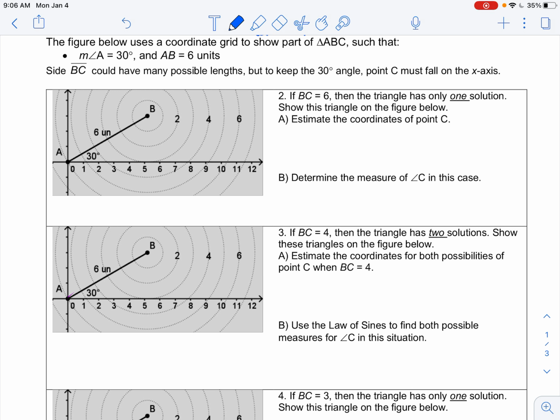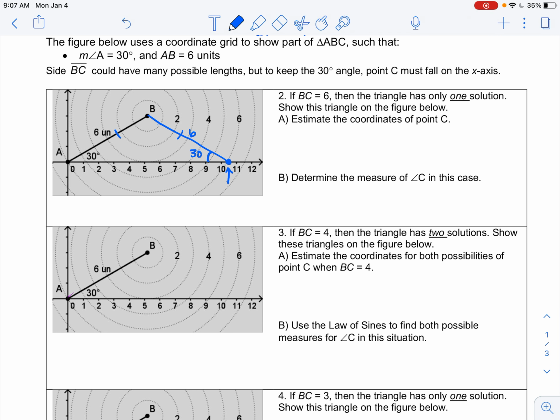In problem number 2, it says if BC is 6 units, then the triangle has only one solution. So we want to go from B to C and land on the x-axis and be 6 units. So let's count: 1, 2, 3, 4, 5, 6. I need to land right here. That's going to make it 6 units from B. I'm going to draw that in. I know this is 6 units. This creates an isosceles triangle because those two sides are the same. That means this angle is also 30 degrees. Isosceles triangles have congruent base angles.